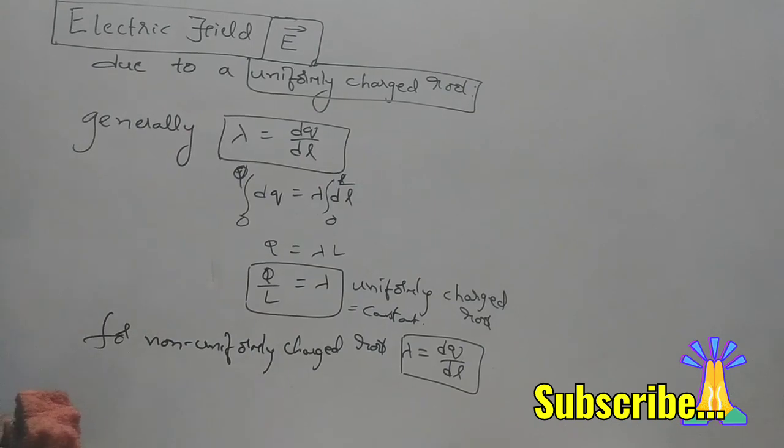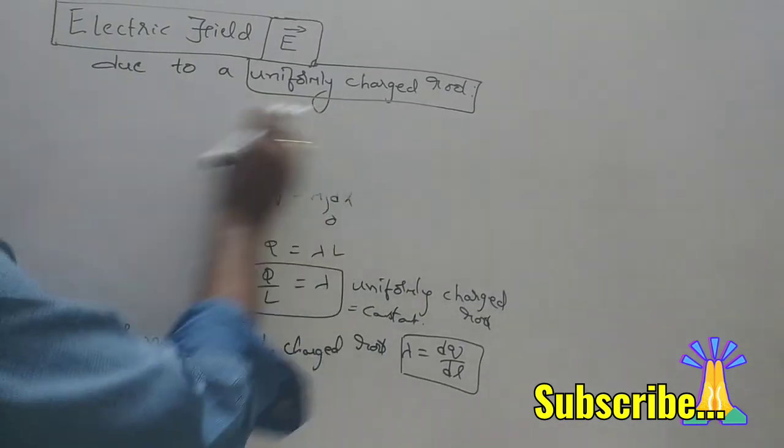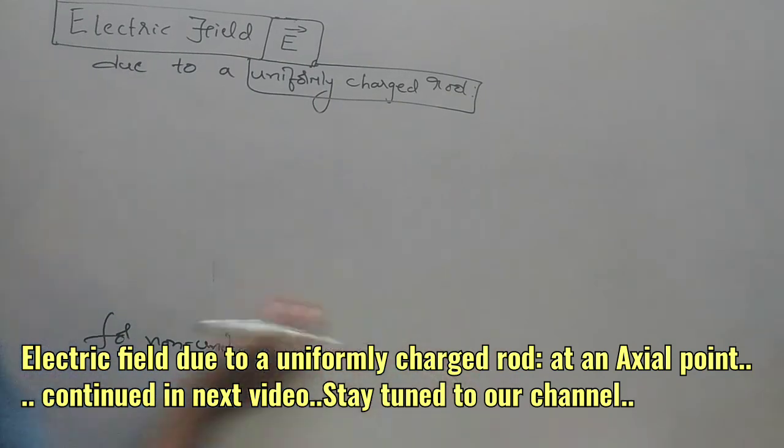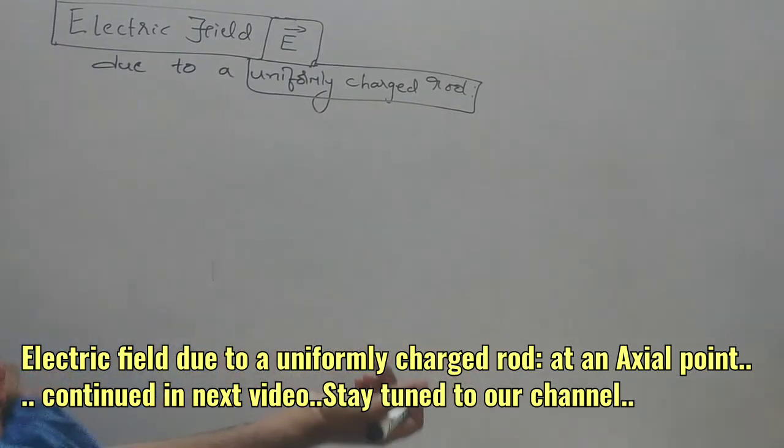So let's see now the axial point case in this uniformly charged rod. In this uniformly charged rod, the method is the same.